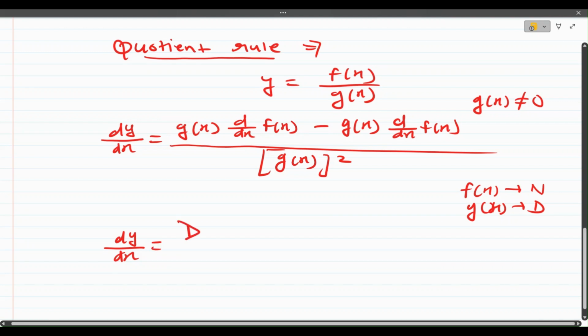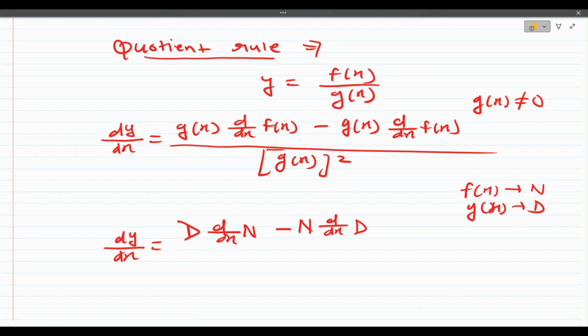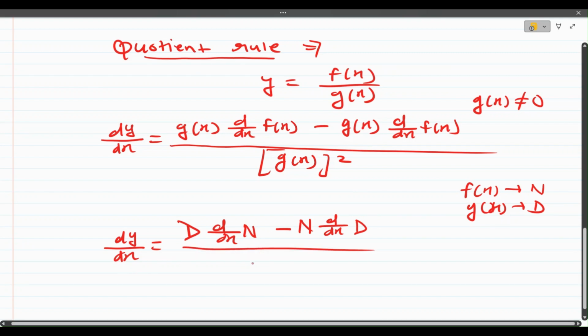You first write the denominator and we differentiate the numerator here, minus, then we write the numerator and we differentiate the denominator. So here we always differentiate the numerator first. The order in the quotient rule is important, while the order in the product rule is not important, but here it's important, and then it is divided by the square of the denominator.